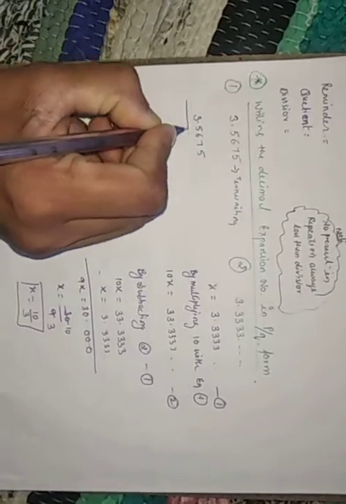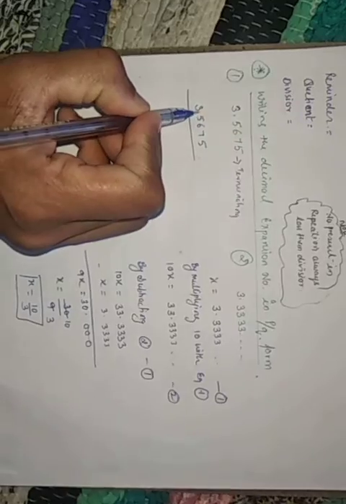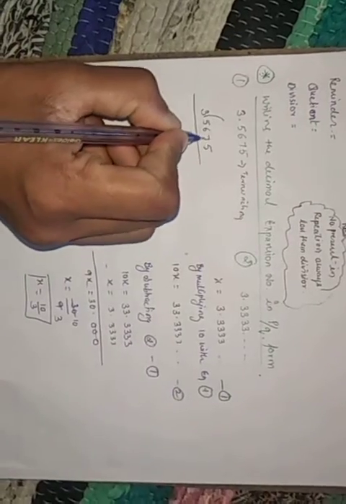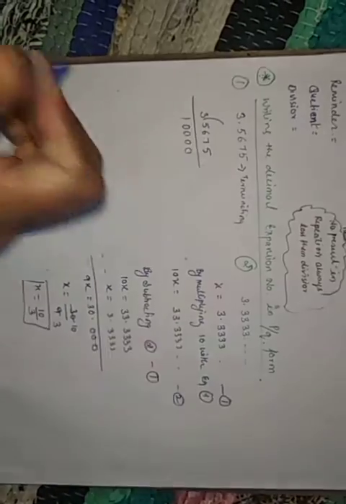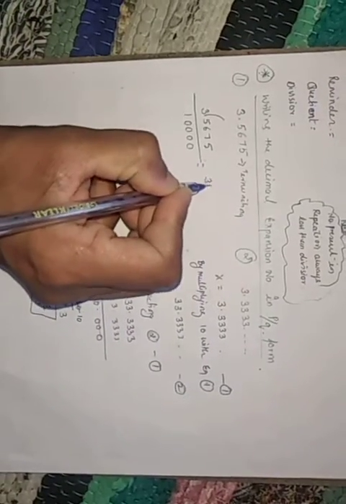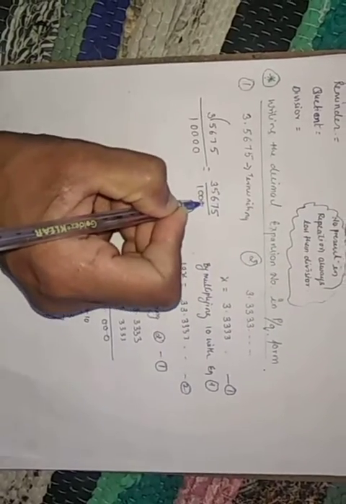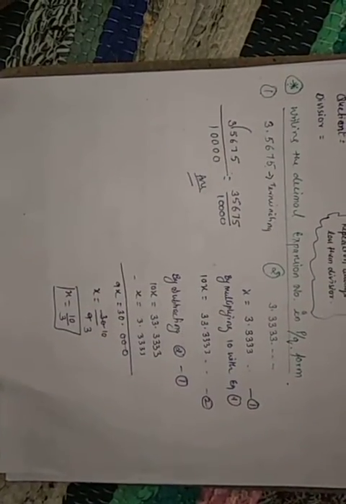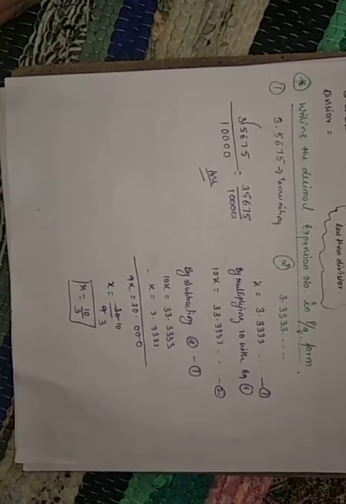3.565, put over the divisor. Correct. Now this number is not increasing. This number is a terminating decimal. You have to remove this decimal. What you have to do? You have to add zeros below. How many zeros? 1, 2, 3, 4. And what you have to put here? 1. So your answer is 3, 5, 6, 7, 5 upon 1, 0, 0, 0. This is your answer. Very easy or not? It is very easy to convert the terminating number into the P by Q form by adding zeros below.